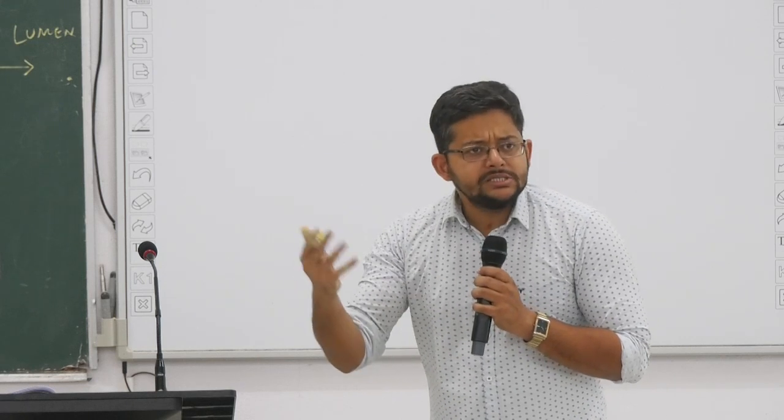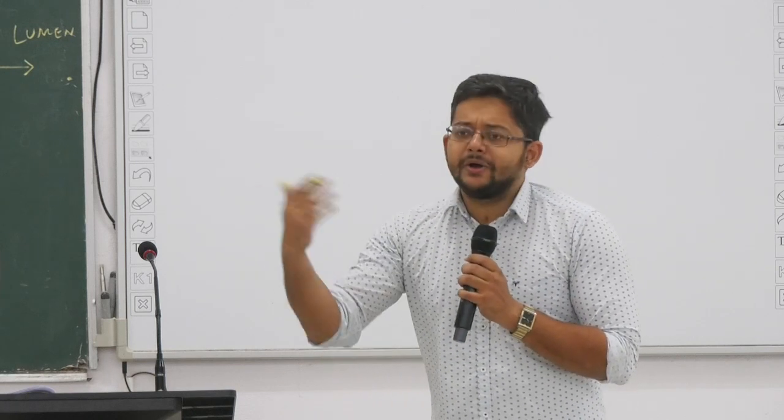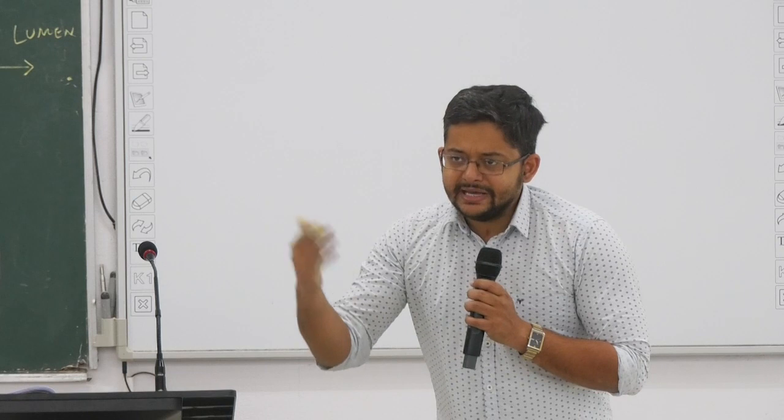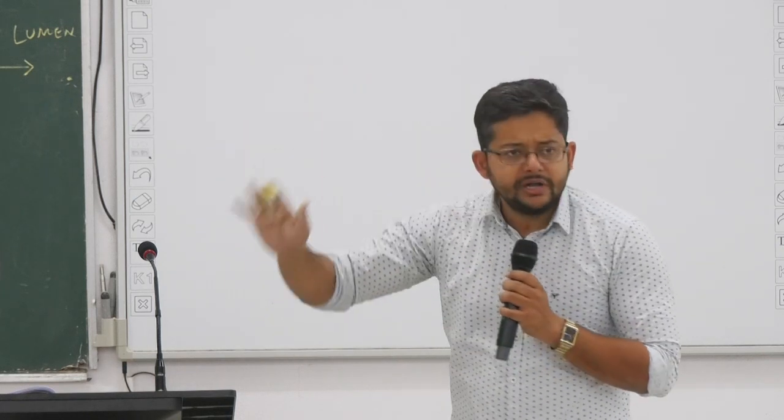Why? Because the lumen is an acidic environment. Acidic environment means pH is less. pH less means the negative logarithm is high, that is, H plus ion concentration is high. So a very high, million times more, H plus ion is present already in the lumen.